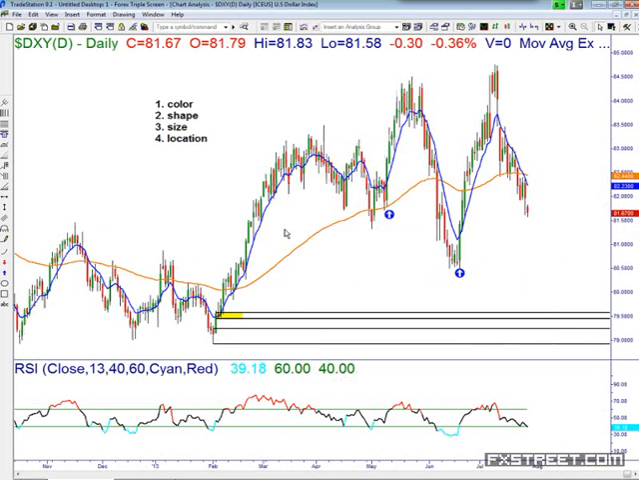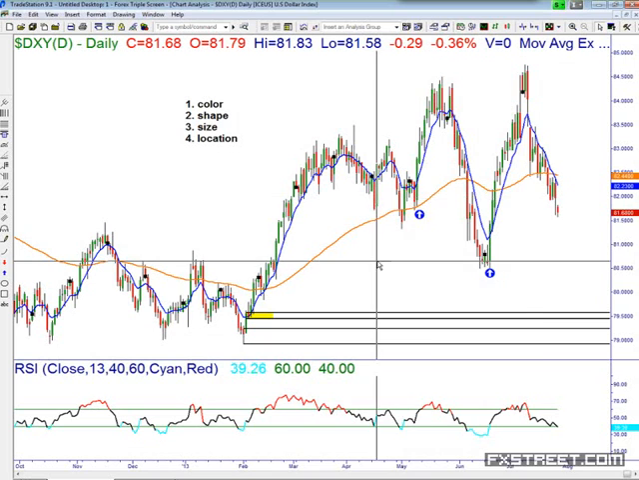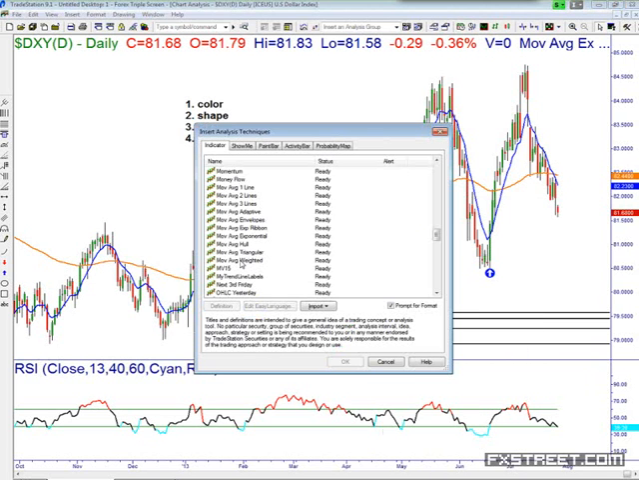And let me go ahead and refresh my chart here. Oh, I thought I had my labels in here. I guess I don't. Let me put those in. There we go.